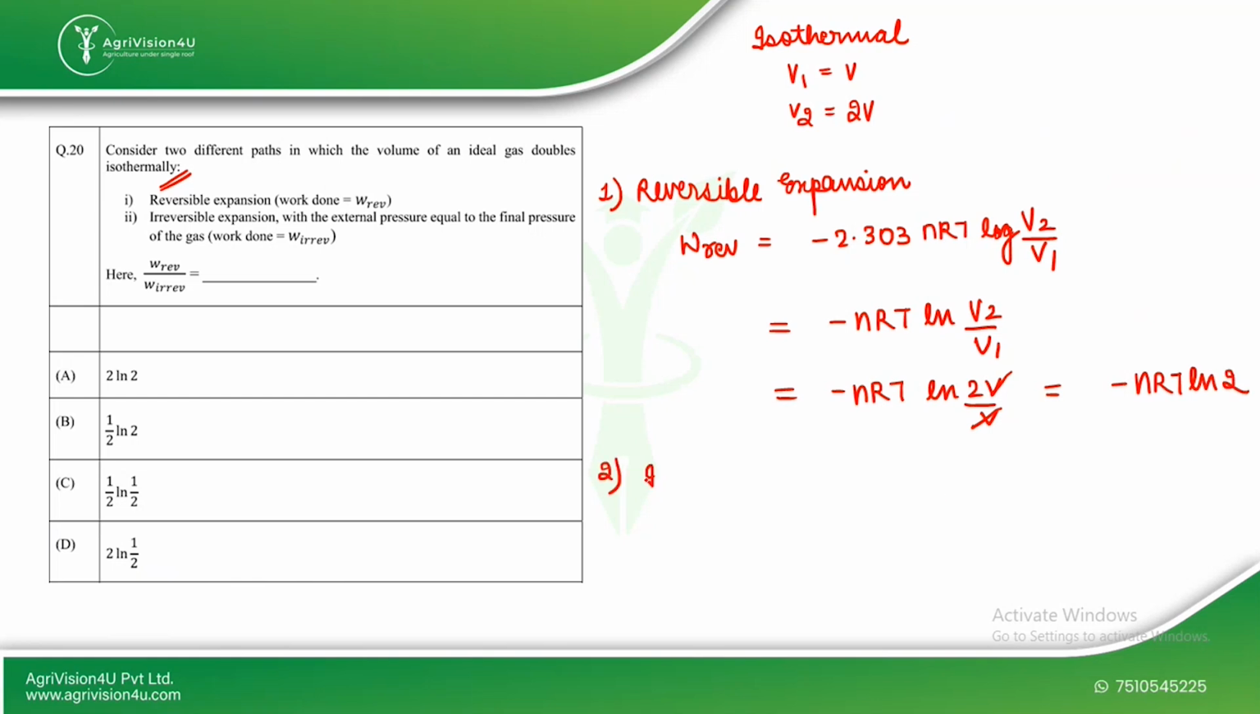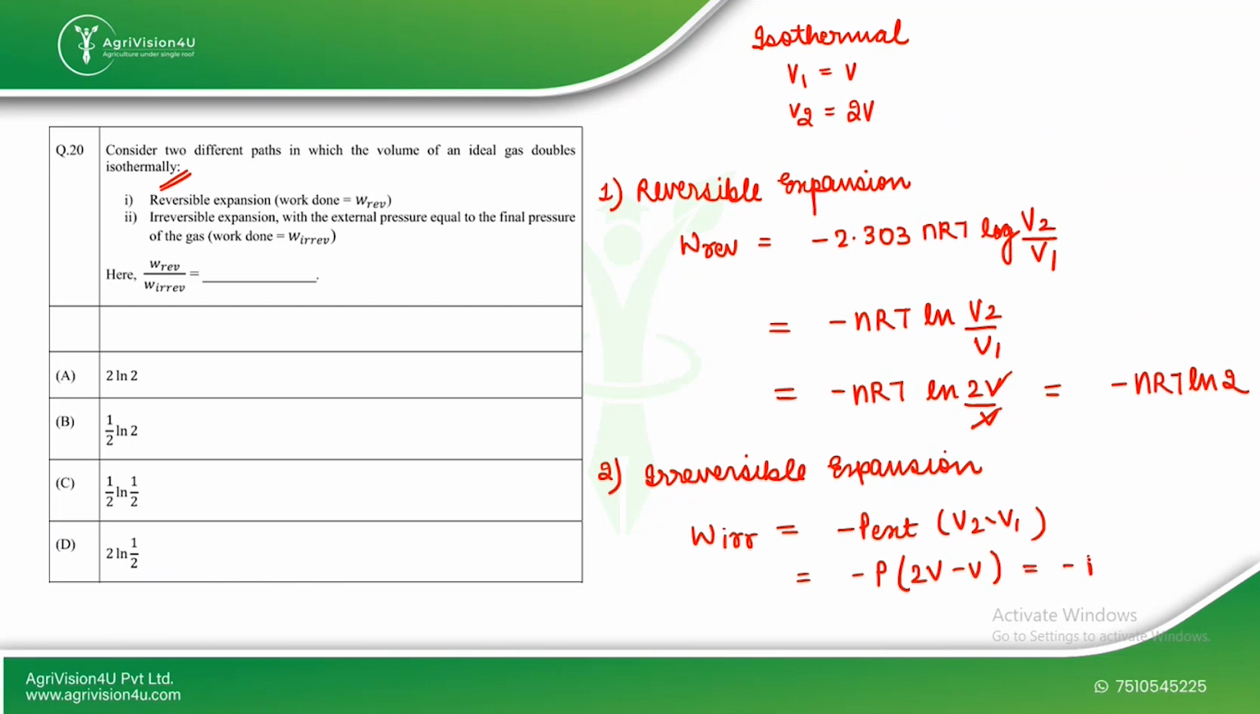When I'll do the same for the irreversible expansion, I'll write work done irreversible will be equal to minus P external into V2 minus V1. This will be simply equal to minus P into 2V minus V, which is equal to minus PV. Minus PV can also be written as minus nRT. Now this is my first equation. This is the second equation.